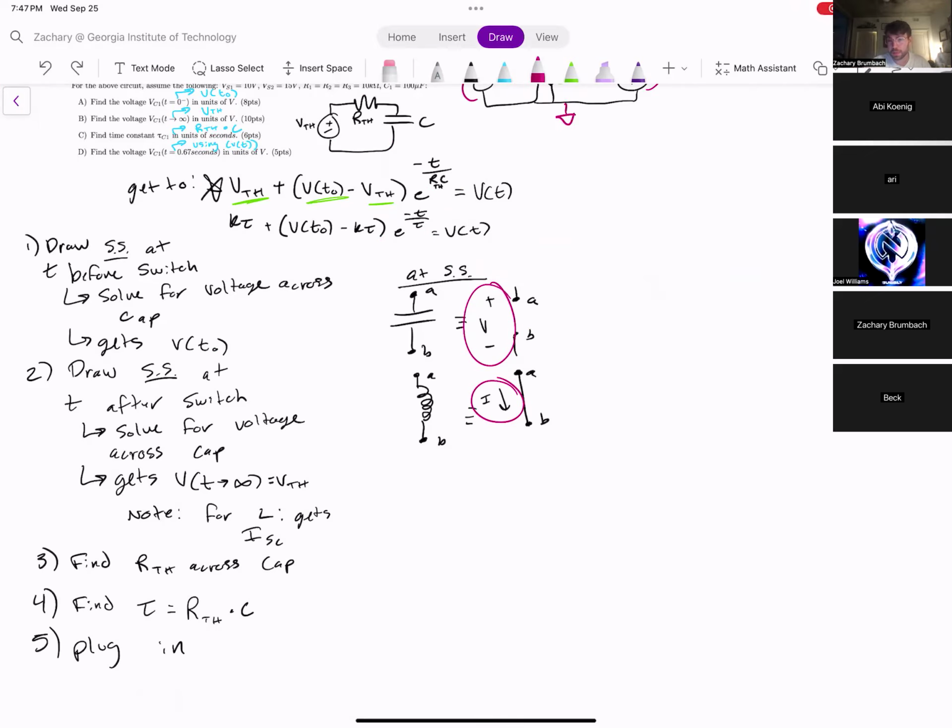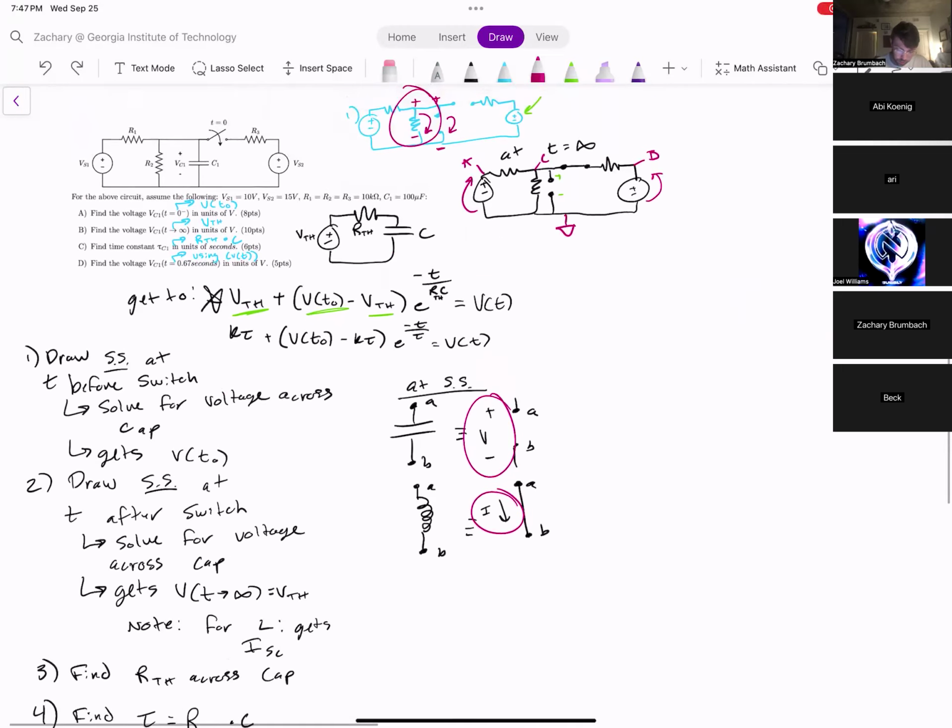Any other types of problems that y'all have anything? This circuit, can we solve for VTH and RTH? Let's do it.